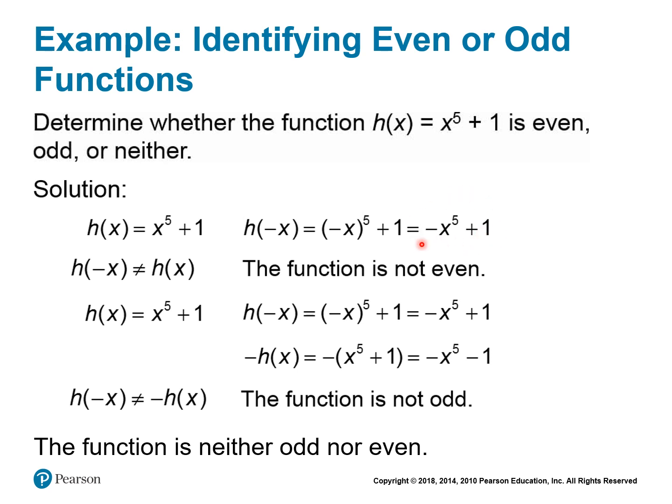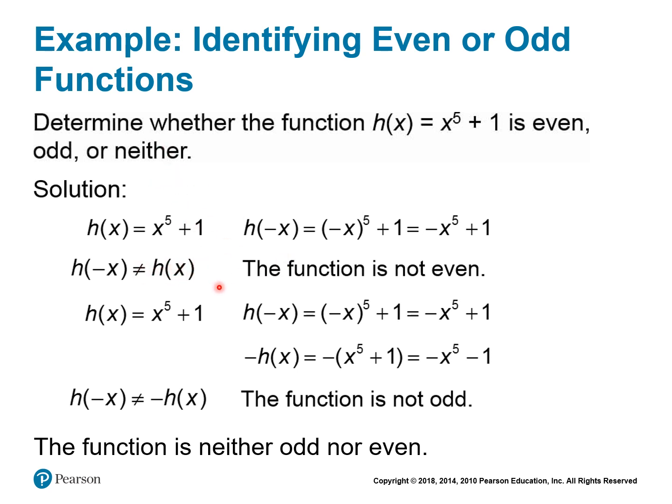This is definitely not the same as the original function. The original function was positive x to the fifth plus 1. When we substituted negative x and reevaluated it, it was negative x to the fifth plus 1. So it is definitely not an even function. h of negative x is not h of x.